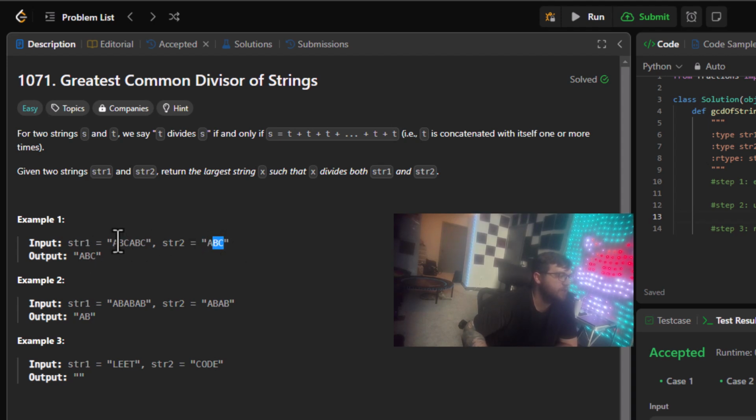So for this one it would be like ABC, because they both do that. This one it would just be AB, because this full ABAB doesn't fit in that one, and then these are just two completely different strings.